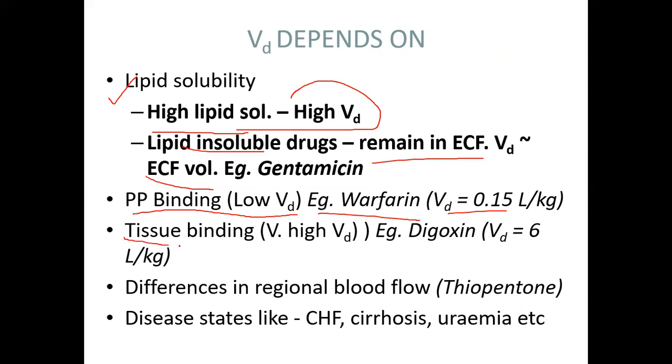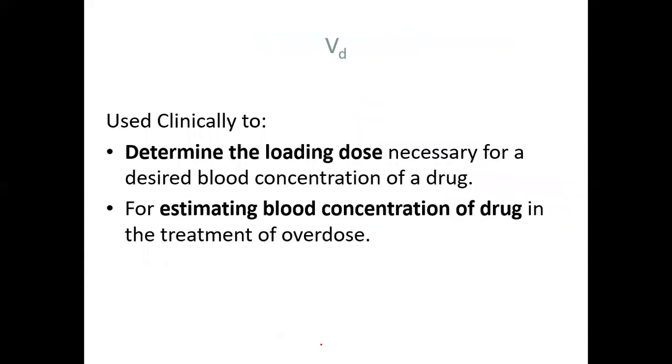If there's tissue binding of any drug, that drug has a very high volume of distribution, such as in the case of digoxin. This volume of distribution could also depend on the differences in regional blood flow as well as certain disease states like congestive heart failure, cirrhosis, and uremia.